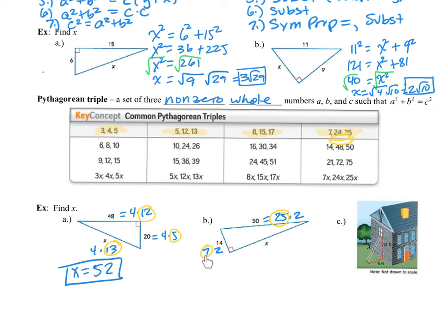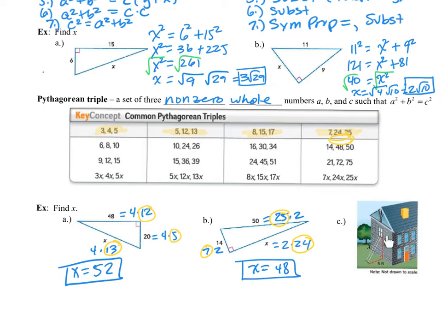So if one of the legs is 7 times 2, then this leg will be 2 times 24, and so we can get very quickly that x is equal to 48, okay? Again, it's just a matter of finding a hidden Pythagorean triple and noticing that you have a Pythagorean triple that has all been multiplied by the same number.